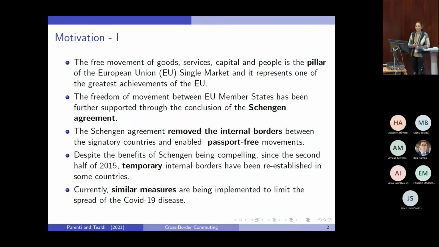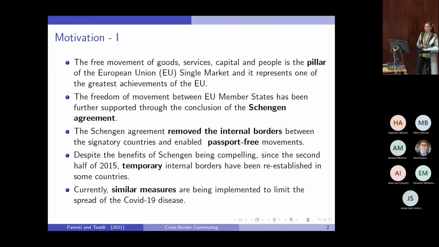So the free movement of goods, services, capital and people is one of the pillars of the European single market, and it represents maybe one of the greatest achievements of the Union. And actually the freedom of movement between the member states has been further supported by the conclusion of the Schengen Agreement. Different from the free movement of persons, in this case the Schengen Agreement removed the internal borders between the Schengen countries and enabled passport-free travel. So it actually reduced the time at the frontier, which is related to the previous questions.